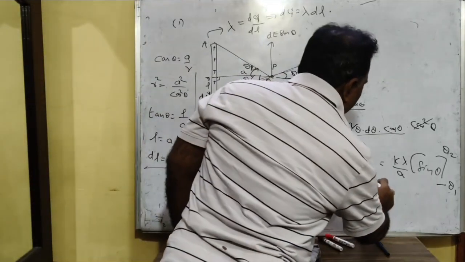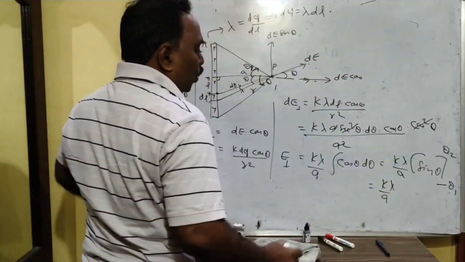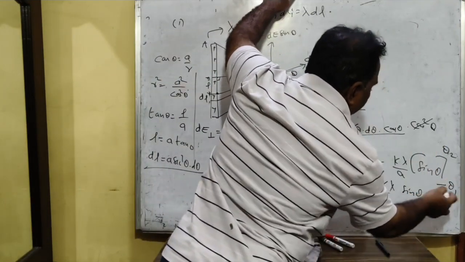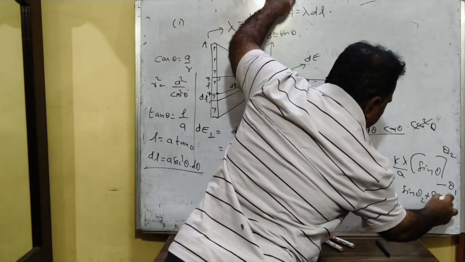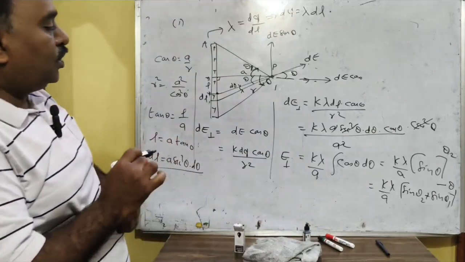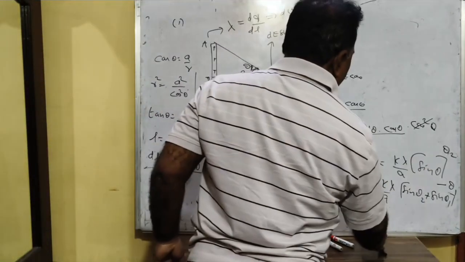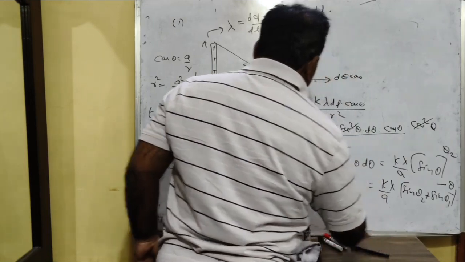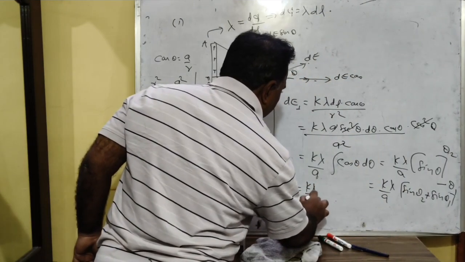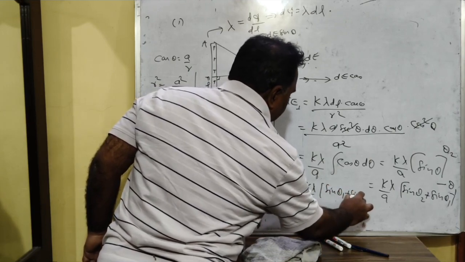Therefore we can write K lambda by a, what is sin theta 2? Sin theta 2 minus of minus, plus sin theta 1. Why? Because sin of minus theta 1 is equal to minus sin theta 1. Again minus into minus becomes plus. So this is E perpendicular equal to K lambda by a into sin theta 1 plus sin theta 2.